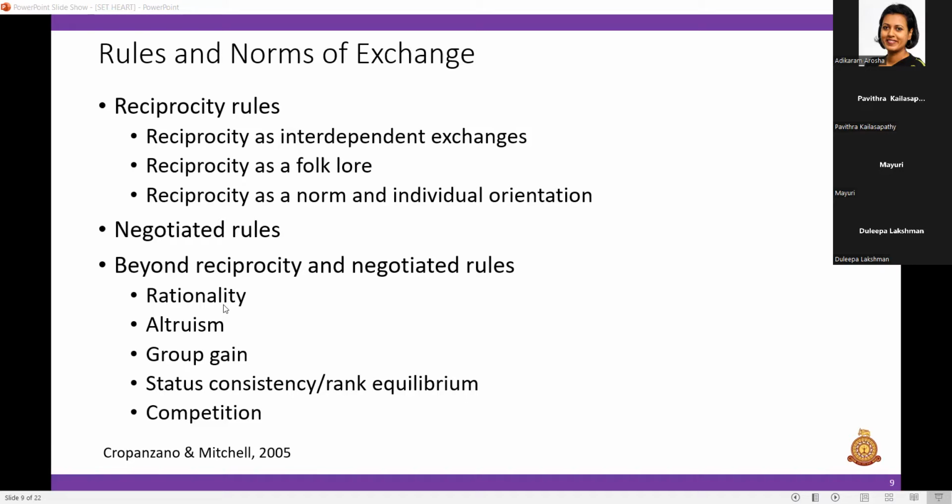Then the other one, which I alluded to when I was talking about parents and children, is altruism. Is there a role for altruism in social exchange? Because if there is real altruism, you don't expect anything in return. You do it without any return expectation. You want to help. But then the question is, is there actually altruism? That's one question we need to answer.